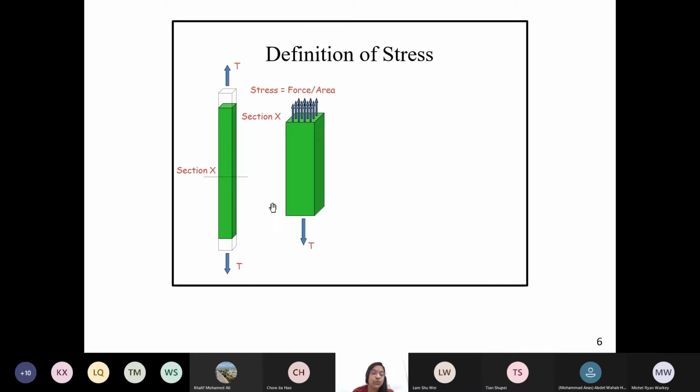What is happening? This is the original length. After pulling, it extends to some distance, right? Come on, now define strain here. Anyone define strain here? Change of length divided by the original length.